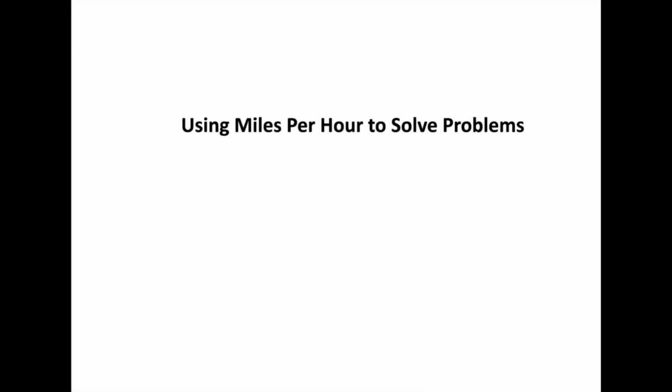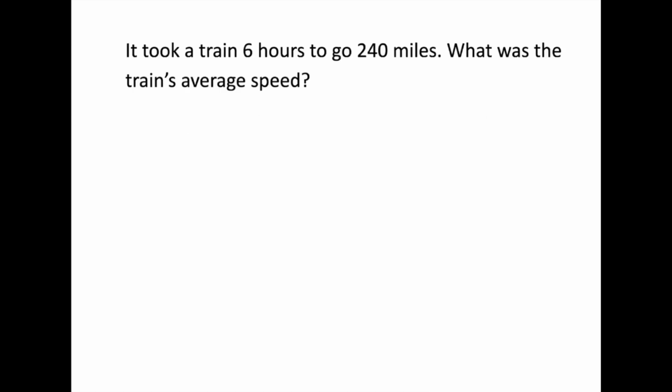In this video, we're going to use miles per hour to help us solve problems. Let's go through a few problems together. This first question says that it took a train 6 hours to go 240 miles. What was the train's average speed? What we're looking for is what was their miles per hour.